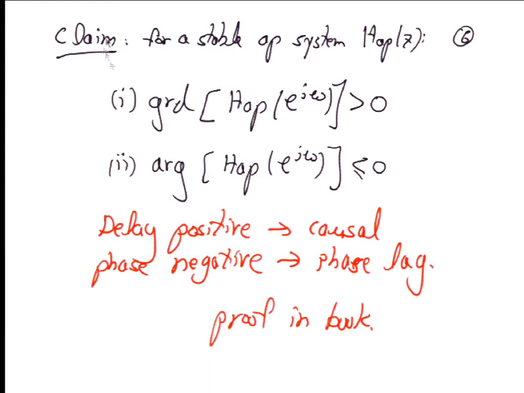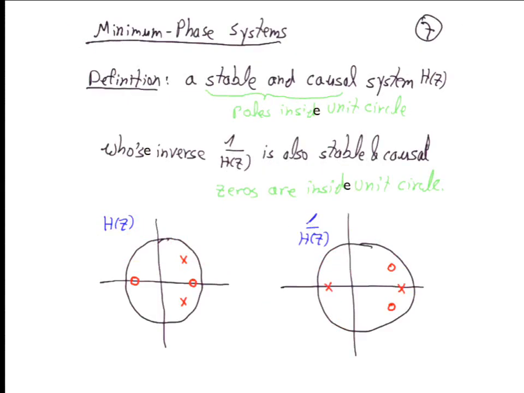Now, one of the things that come out, and this you can look at actually in the book, is that if you want a stable and causal all-pass system, then the group delay is going to be positive for all frequencies. And if you look at the argument or the phase for that all-pass system, it's always going to be negative. Okay? And then you can see in the book. I'll get back to you with the derivation of the all-pass system. I'm not sure what happened there.